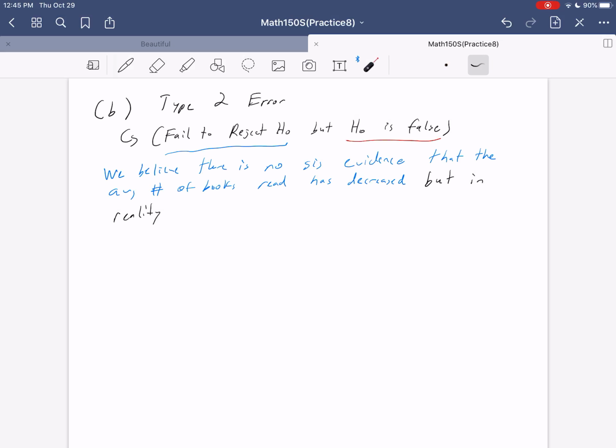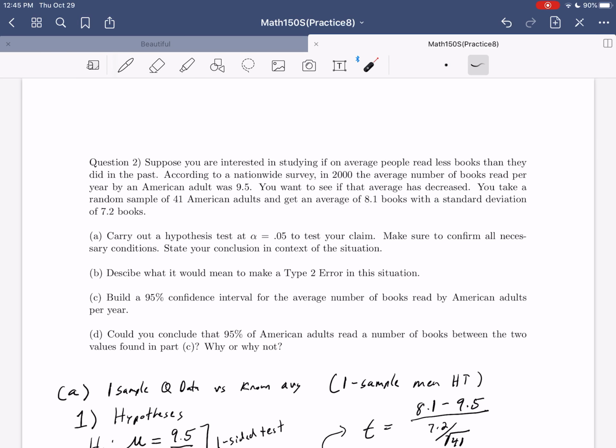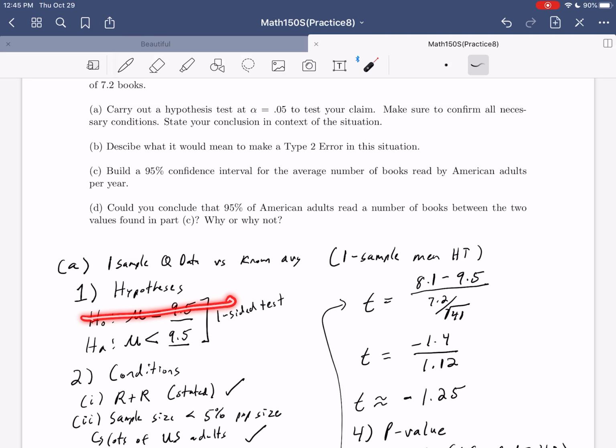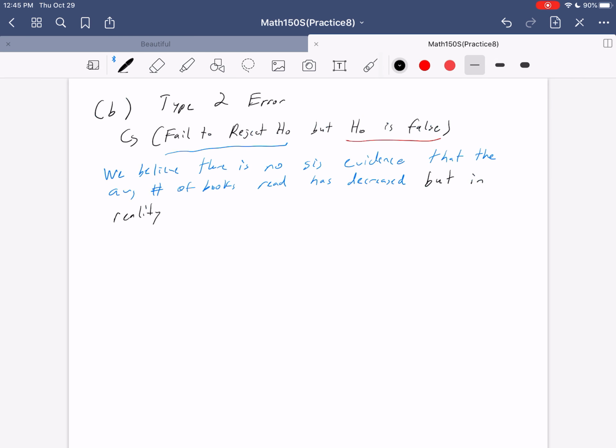H0 is false. So this is what's really true. If we go back, H0 being false means that this is incorrect, and the average really is less than 9.5. So we would say, but in reality, the average is less than 9.5.